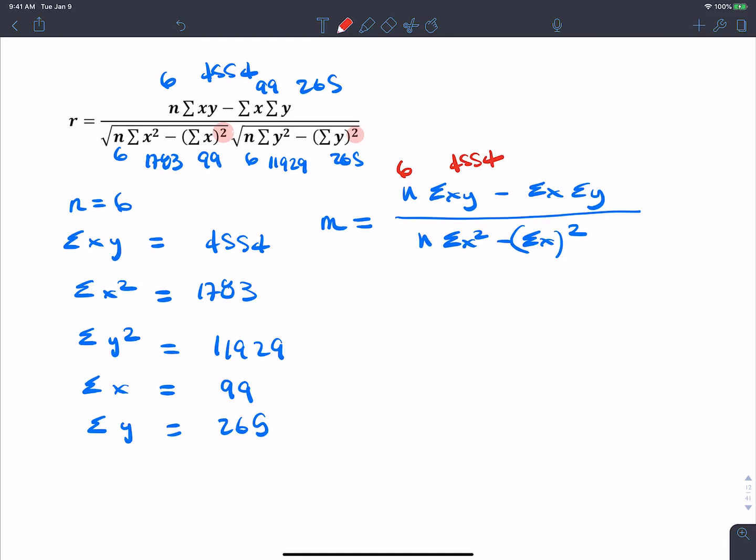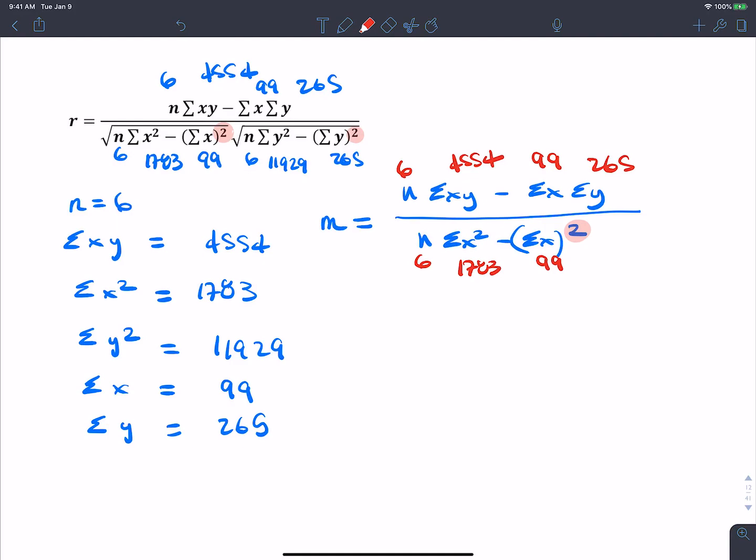4,554. What's sum x? 99. What's sum y? 265.6. What's sum x squared? 1783. Sum x again was 99, but don't forget, you're going to have to do what here? Square that number.